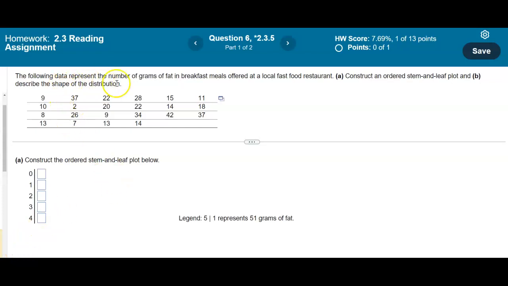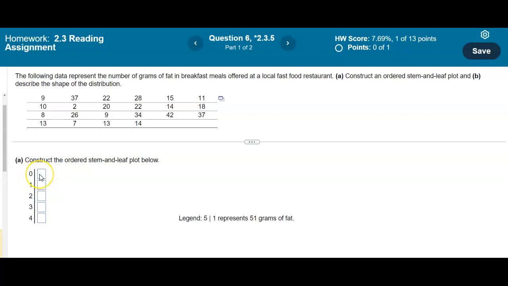The following data represent the number of grams of fat in breakfast meals ordered at a local fast food restaurant. In part A, we want to construct an ordered stem and leaf plot, and B, describe the shape of the distribution. Now when you look at the data, these are all whole numbers; they don't have any decimals to the right or to the left. So we're dealing with whole numbers. Now we can construct the ordered stem and leaf plot.